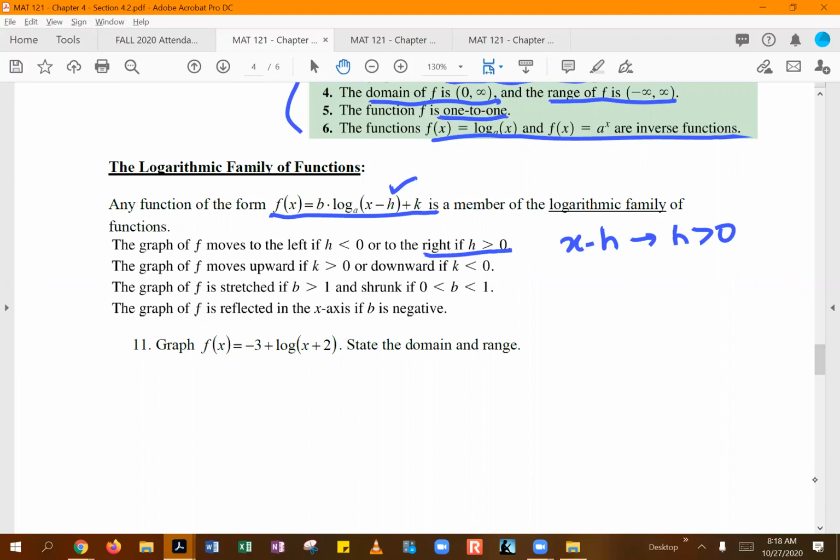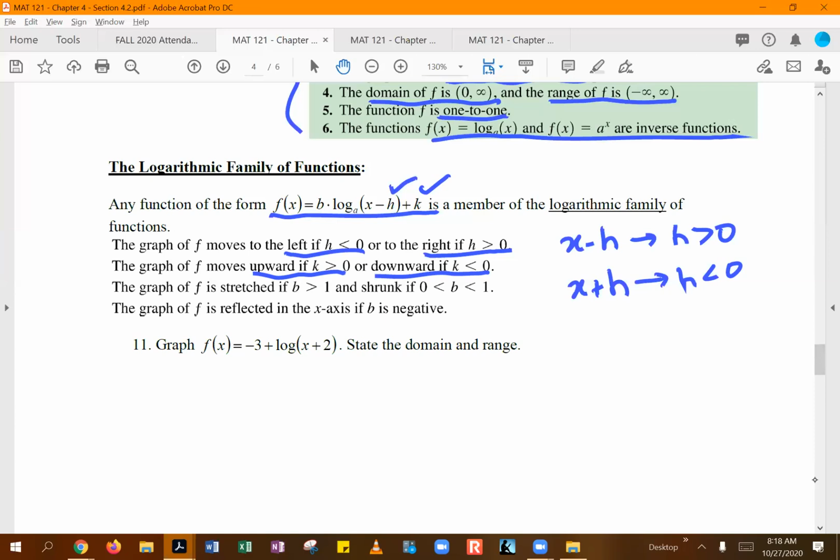If you see x plus h, then remember that means h itself is a negative number. And then, of course, that means your graph is moving to the left. By adding this k value at the end, and again, you can add or subtract that, if k is a positive number, that makes our graph move up. If k is a negative number, that makes our graph move down.